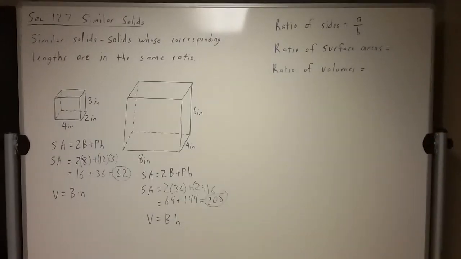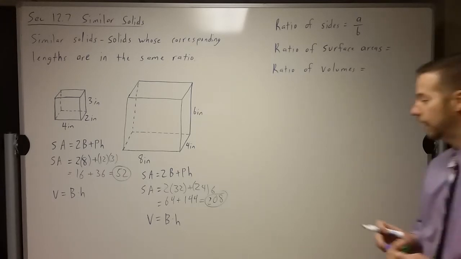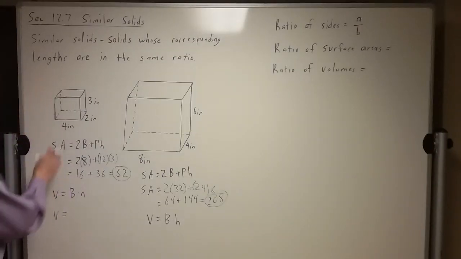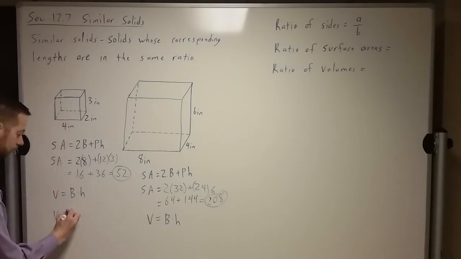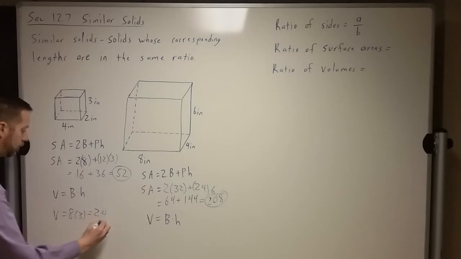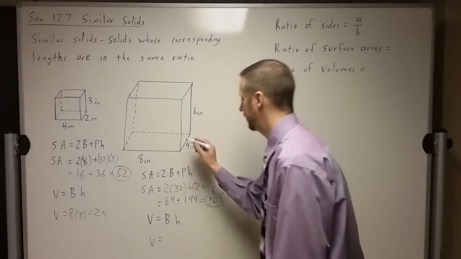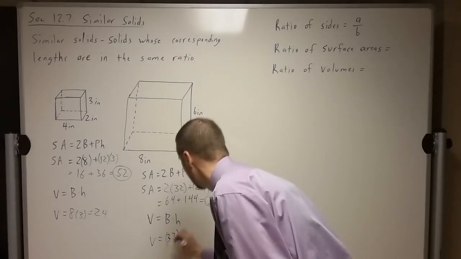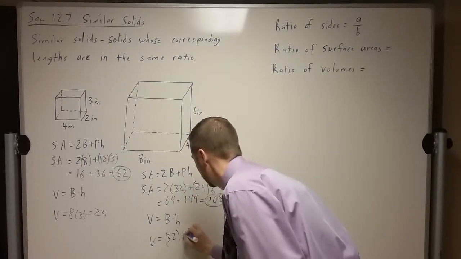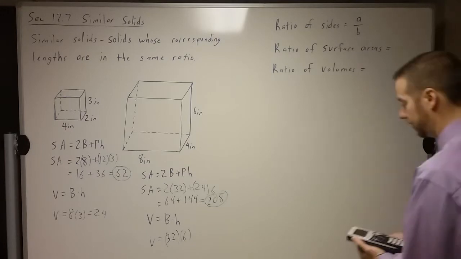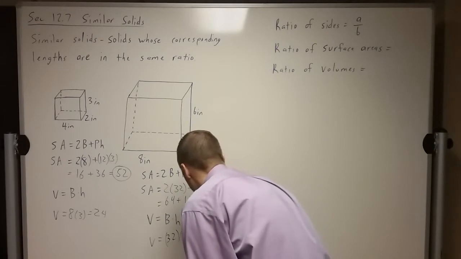All right, so our surface areas are 52 and 208. We're going to use those numbers in just a second. Let's go ahead and find the volumes as well. Volume is area of the base times the height. Area of the base here is 8, height is 3, so that's 24. Let's do the same thing here. Volume is area of the base times the height. Area of the base here is 8 times 4, that's 32. Height is 6, so we've got 32 times 6 for the volume of this one, so that gives us 192.